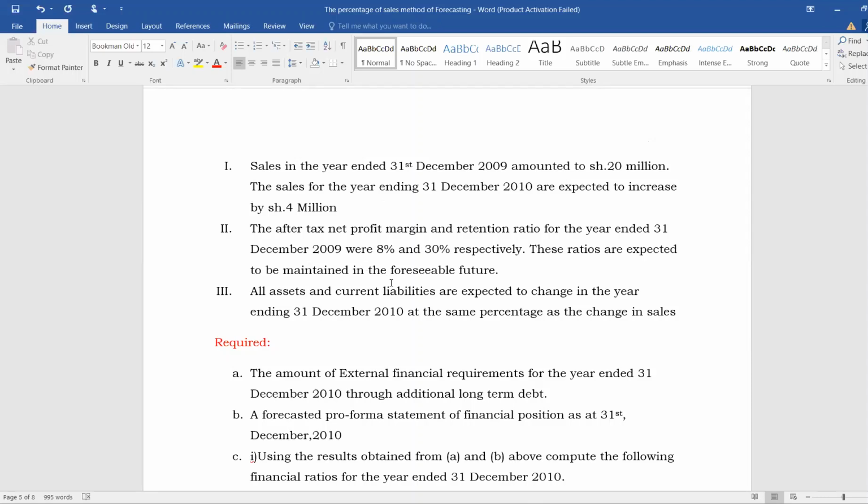Net profit after tax. This is the after-tax profit margin. So you take net profit after tax divided by sales, times 100. Now, if you want to get that net profit after tax, what do you do?